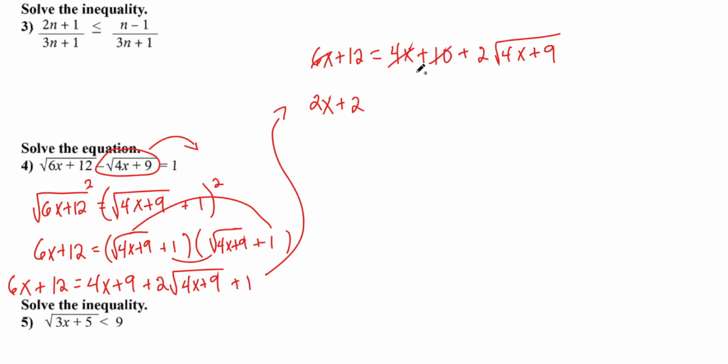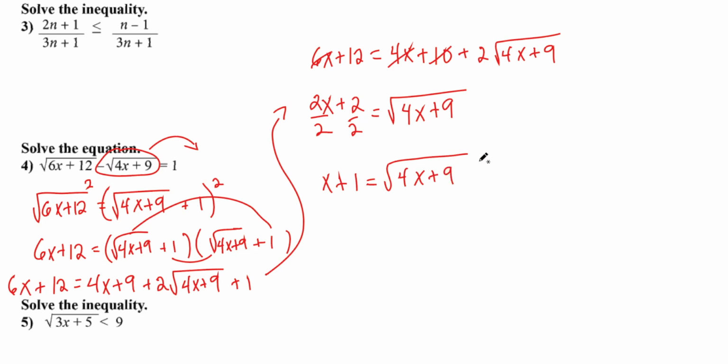Let's get rid of this 2 before I get rid of the square root. How can I get rid of the 2? Divide by 2. So divide this by 2, divide that by 2. I did all of that in one step instead of writing it down every single time. What does this give me? X plus 1 equals square root of 4x plus 9. Yes?